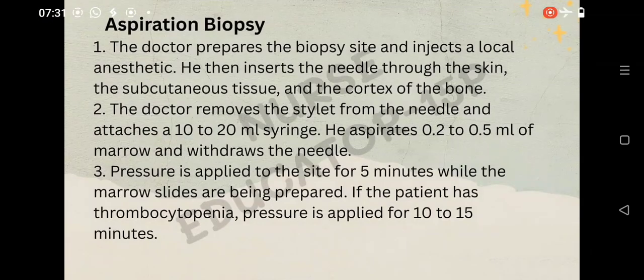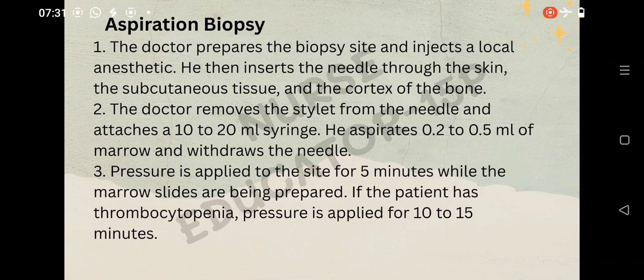Then we'll see the first biopsy procedure, that is aspiration. How does the doctor do the biopsy aspiration? The doctor prepares the biopsy site and injects a local anesthetic. He then inserts the needle through the skin, the subcutaneous tissues, and the cortex of the bone.